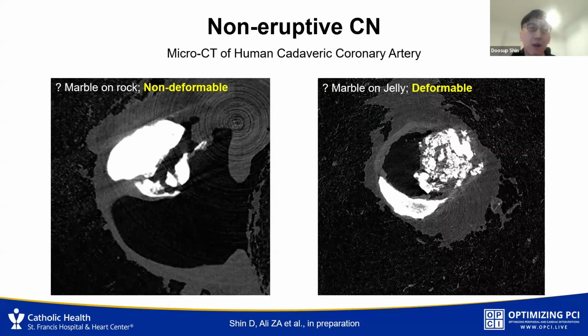We have been scanning cadaveric human coronary arteries with micro CT at 0.2 micrometer resolution, and we recently found some examples which may support our hypothesis. The left suggests a non-deformable non-eruptive calcified nodule, or marble on rock, where you see a chunk of calcium at the base of this calcified nodule. Whereas the right may suggest a deformable non-eruptive calcified nodule, or marble on jelly, where you see fragmented calcium within heterogeneous material, most likely fibrin, lipid, and intraplaque hemorrhage.